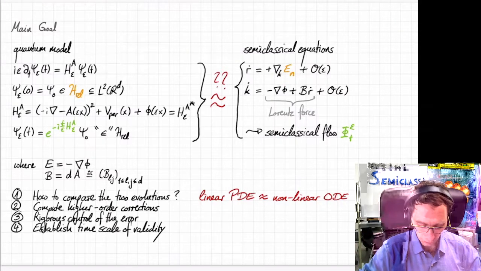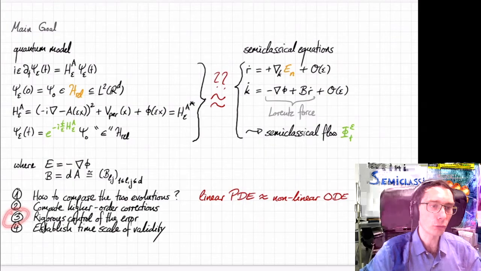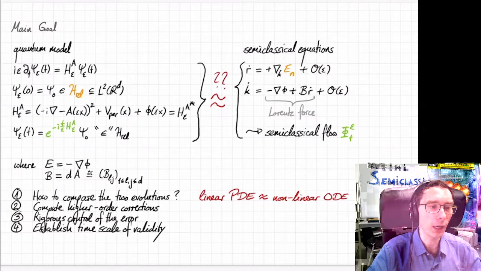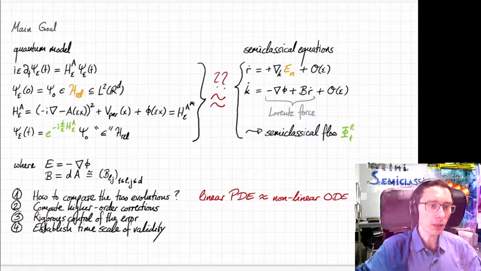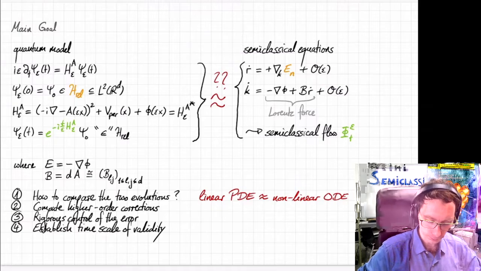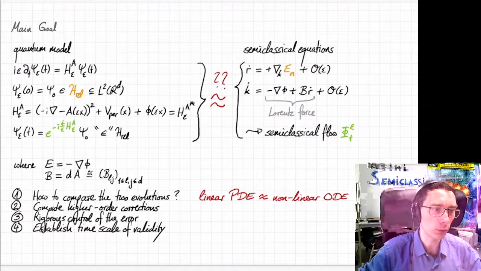This is, of course, tightly connected to rigorous control of the error. So the error can only remain small on a certain time scale. So the best that you can do is a so-called Ehrenfest time, but typically in semi-classical approximations, we work with bounded times. So times that do not scale with a semi-classical parameter epsilon.